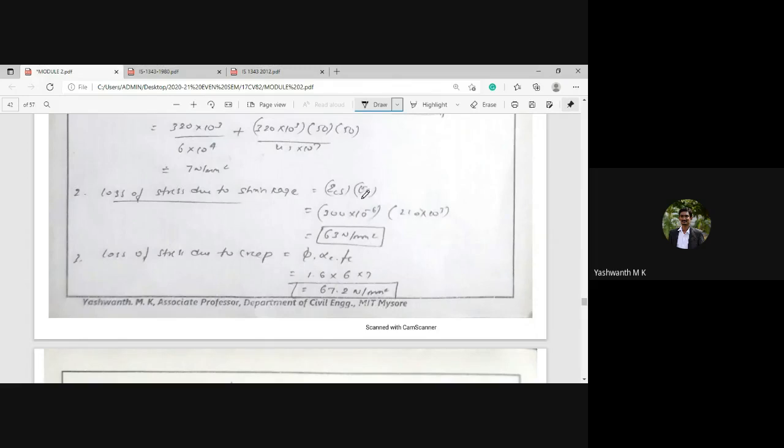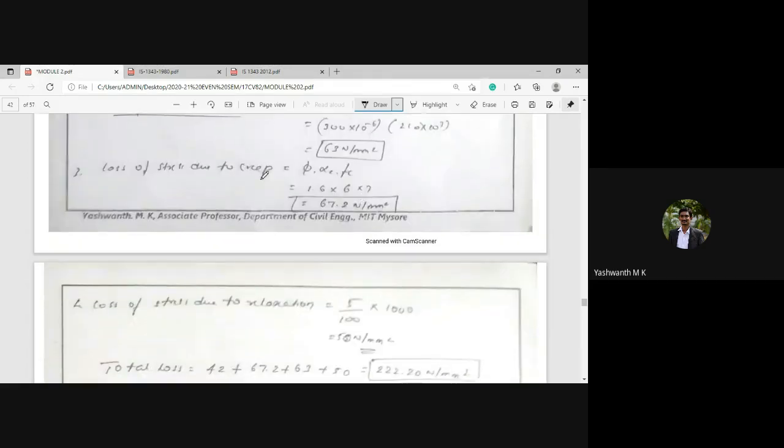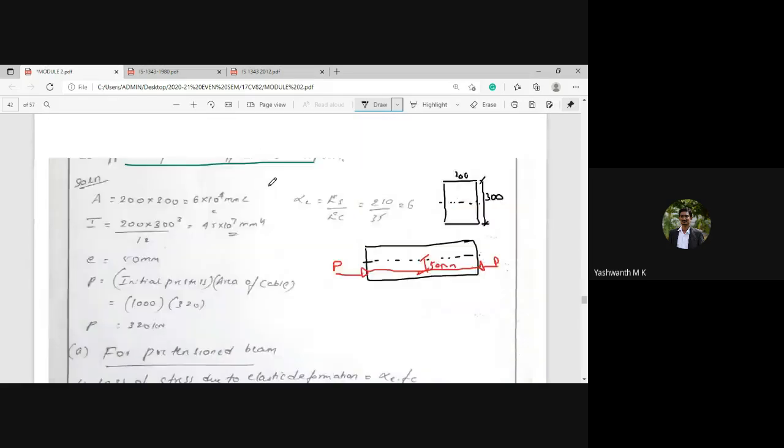Next, loss of stress due to creep. When you calculate the loss of stress due to creep, you need to be very cautious, because in creep you already know there are two methods: one is the ultimate creep strain method, and the other is the creep coefficient method. Which formula you use will be decided based upon the data given.